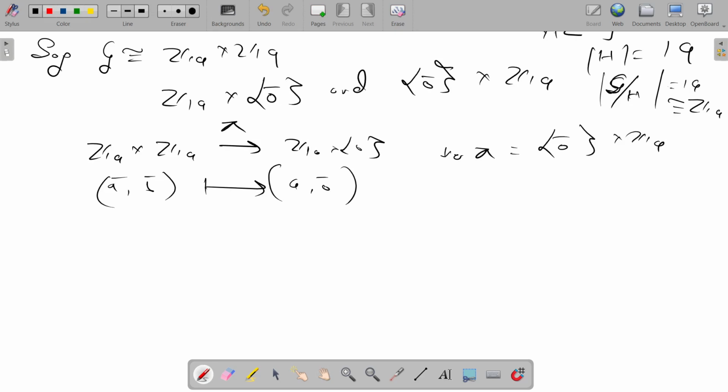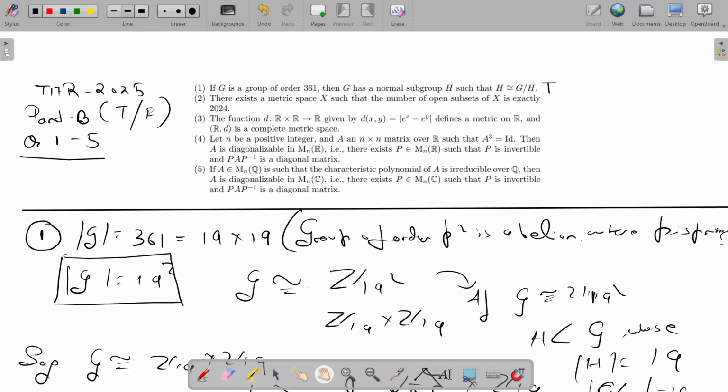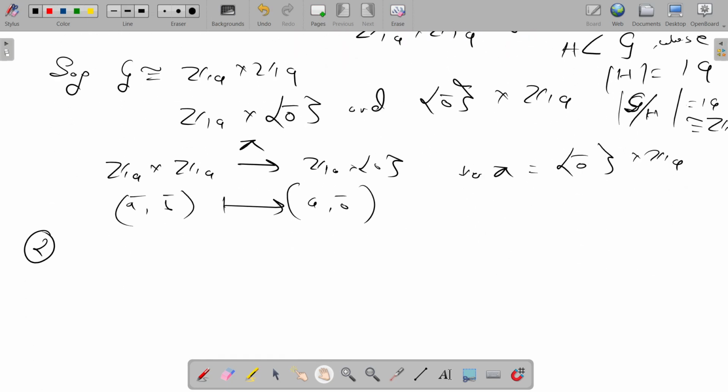Now the second question. It says that there exists a metric space X such that the number of open subsets of X is exactly 2024. By the way, this is not 2025, this is 2024, that's why they gave this question. So is this true or false?